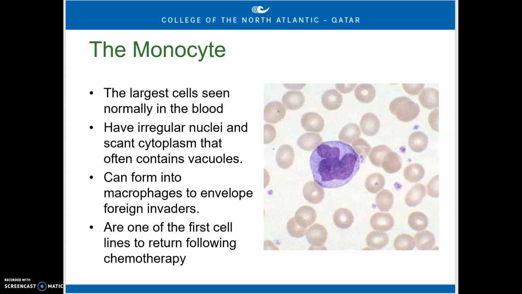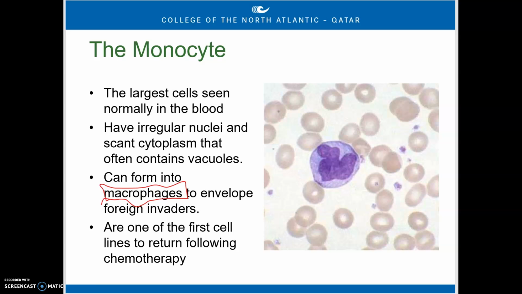So these can form into cells that will go around through the blood, and they'll act as cells that engulf anything that's foreign. So if bacteria or viruses are there, they'll go around and they'll be the ones that phagocytose them, bring them inside the cell where they can destroy them by using lysosomes and enzymes and stuff like that.